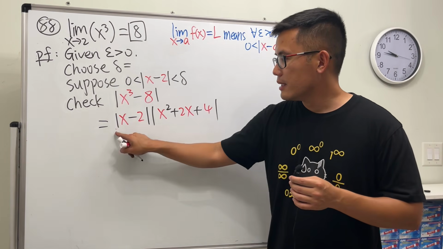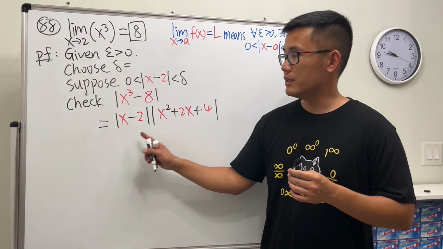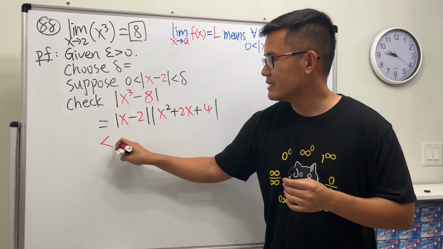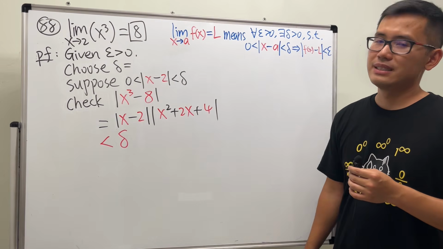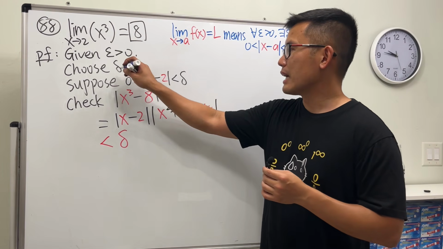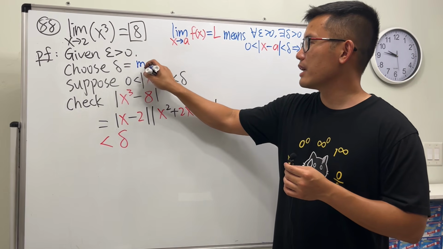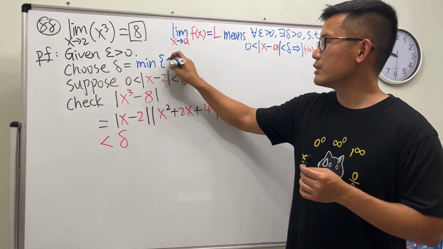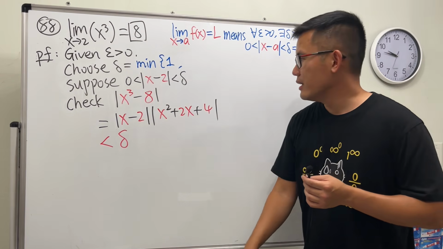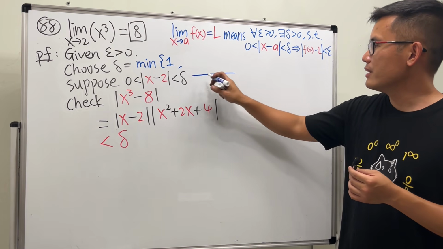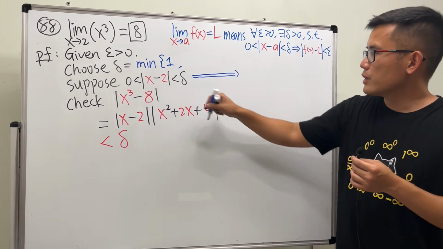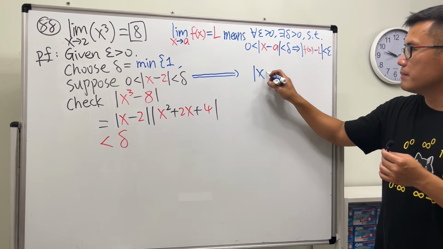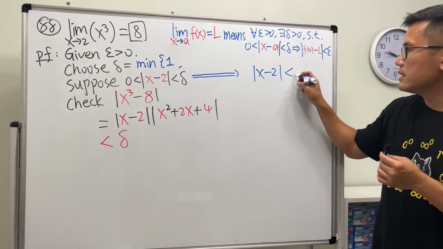Cool. What's this? This is good. Yeah, less than delta. Everybody likes it. What's that? Don't worry. Come back to the delta part, and then we just say minimum. Let's use 1. Okay, starting right here. Let's draw this a little bit longer because of that. Okay, so we're looking at absolute value of x minus 2 is less than 1.